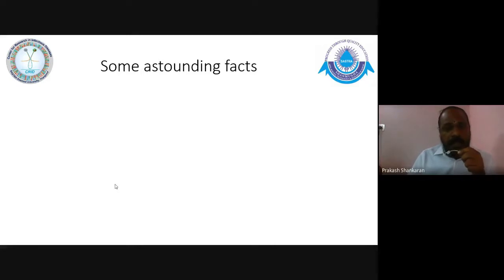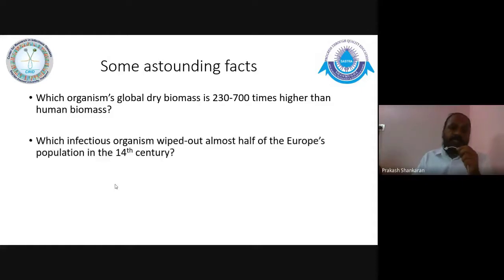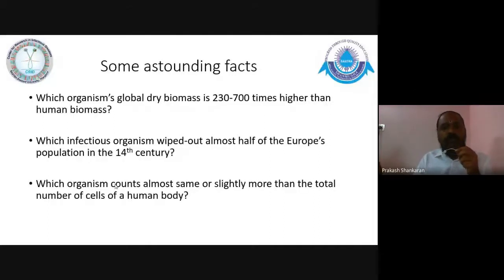So I would like to start with some astounding facts about some organisms. Which organism's global dry biomass is 230 to 700 times higher than human biomass? Which infectious organism wiped out almost half of Europe's population in the 14th century? Which organism is almost the same as or slightly more than the total number of cells of humans? It's known that there are 3 times 10 to the power 13 cells in the human body.